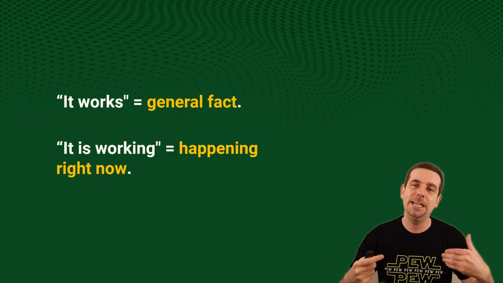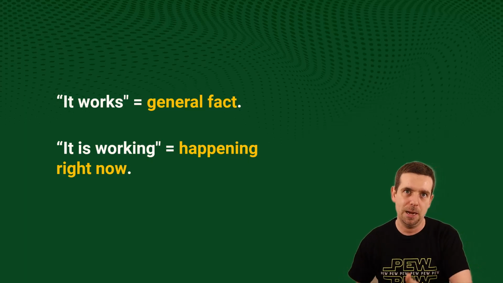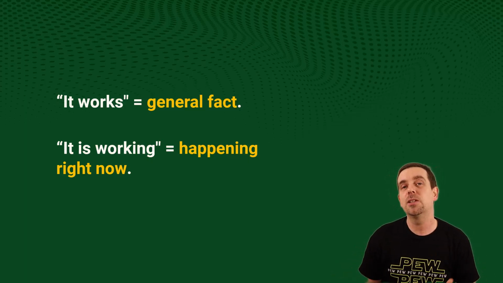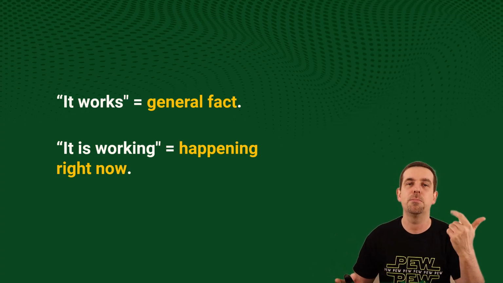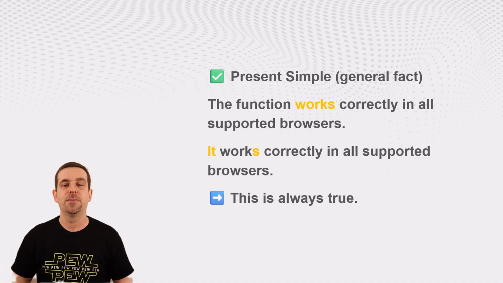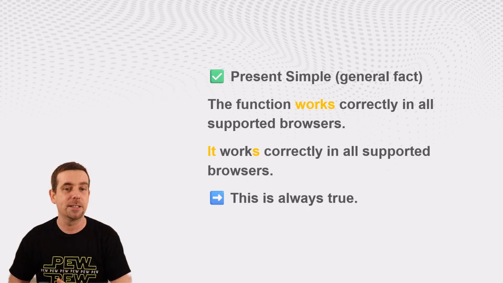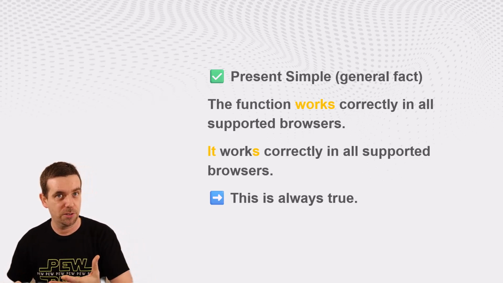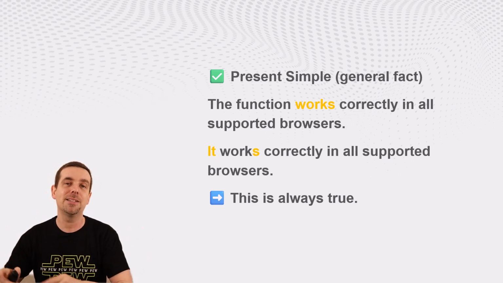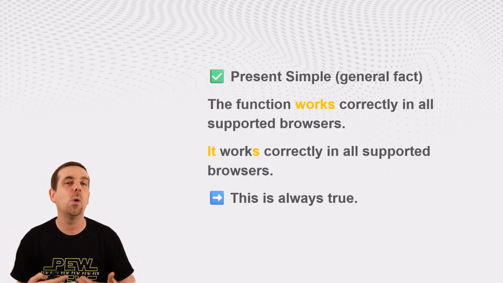Now, if we remember again, "it works" is a general fact. "It is working" is happening now. I want to explain this because some languages do not have this difference between present simple and present continuous. For example, a present simple idea is a general fact: the function works correctly in all supported browsers. And then we avoid repeating by saying "it works correctly in all supported browsers". The idea is that it's a general fact, this is always true.